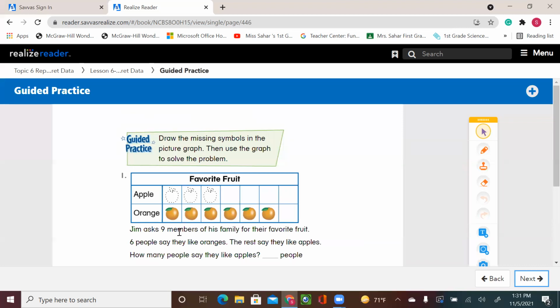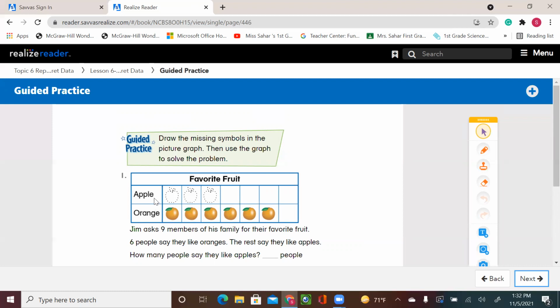Jim asks 9 members of his family for their favorite fruit. 6 people say they like oranges, and he drew 6 oranges. 1, 2, 3, 4, 5, 6. So each picture stands for 1 vote or 1 choice. All right, and then the rest say they like apples. So how many people say they like apples?